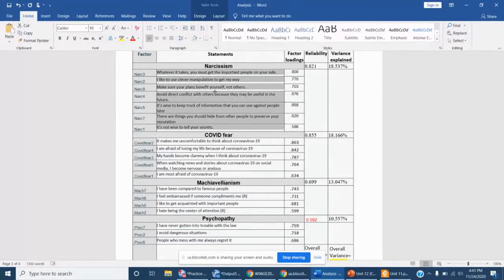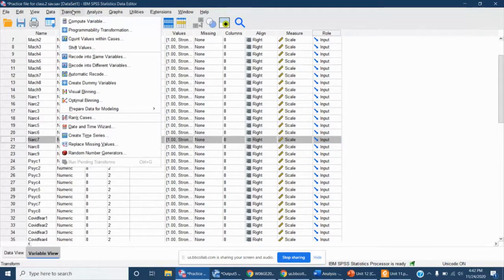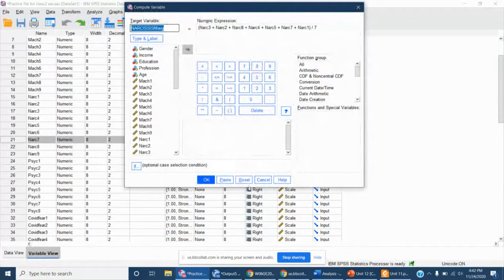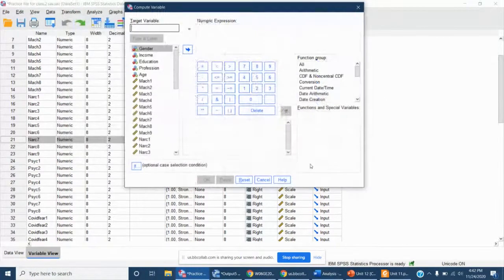Now I will try to make an index and show you how indexes are made in SPSS. I'll go to the Transform button. In the Transform menu, the first option is Compute Variable. I will choose Compute Variable. I will reset it. So this would be the interface.